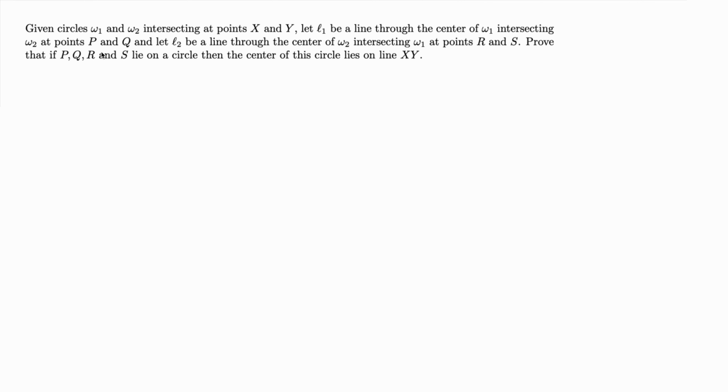Given circles omega sub 1 and omega sub 2 intersecting at points X and Y, let a line intersect at U and intersecting points R and S. Prove that if P, Q, R, S lie on a circle, so if quadrilateral PQRS is cyclic, then the center of the circle lies on XY.